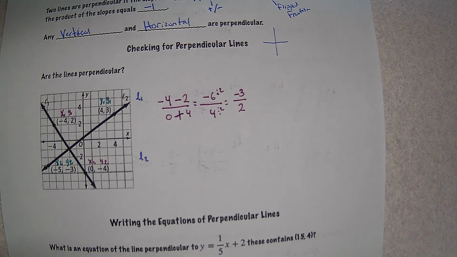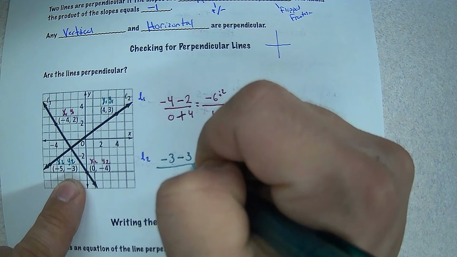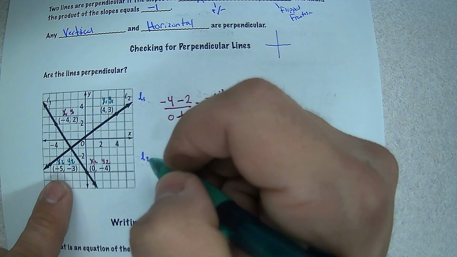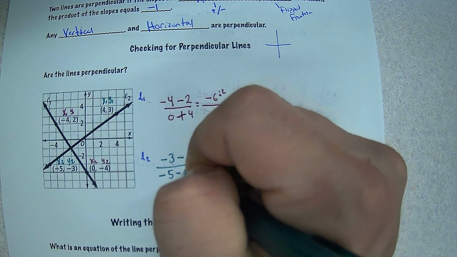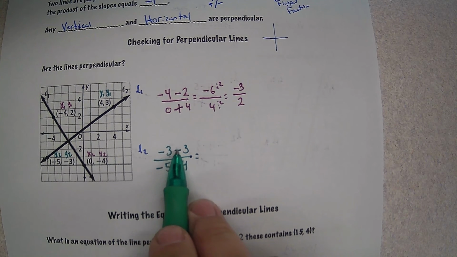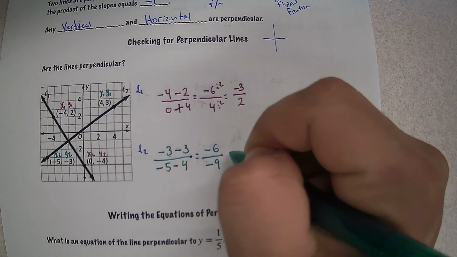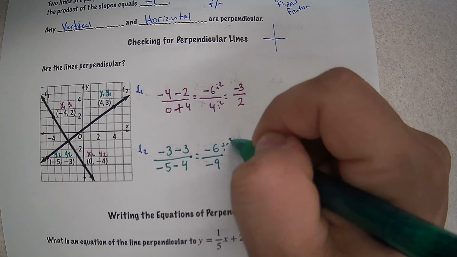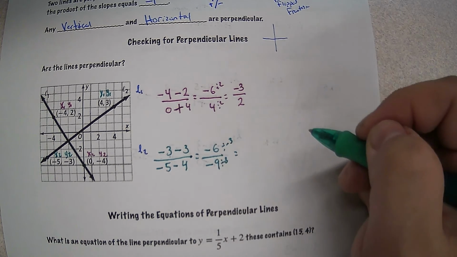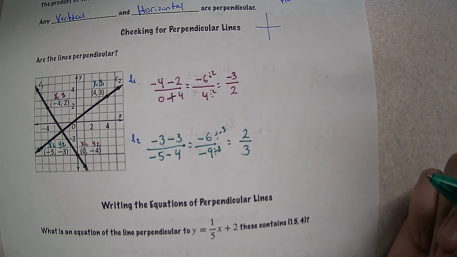For line 2, x1, y1, x2, y2. So y2 is -3 minus y1, which is 3, over -5 minus x1, which is 4. -3 minus 3 is going to be -6. -5 minus 4 is -9. I can actually divide both of these by -3. The negatives get rid of that negative, so it becomes 2 over 3. So here are our slopes.